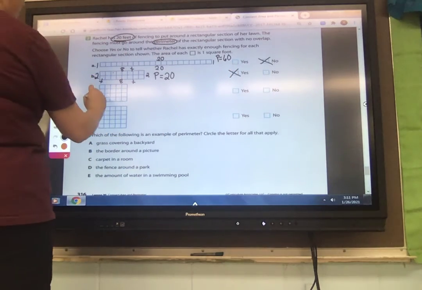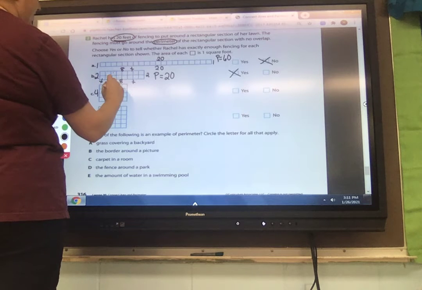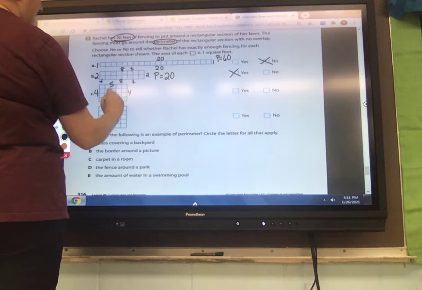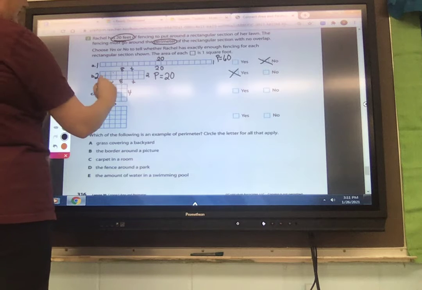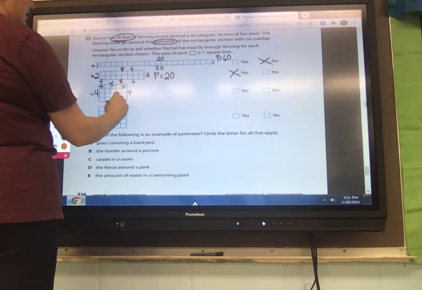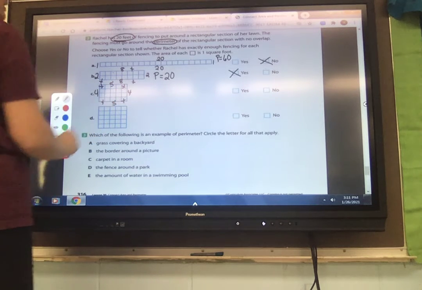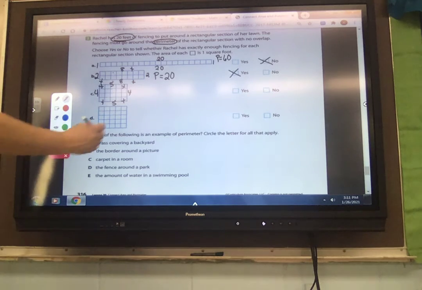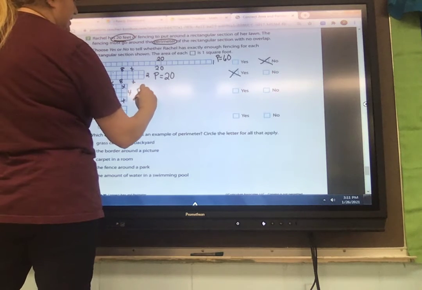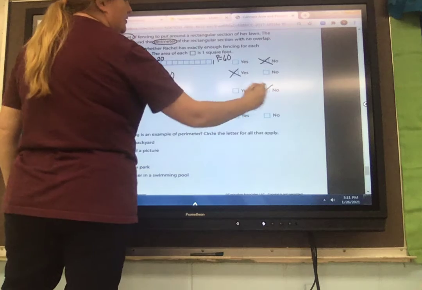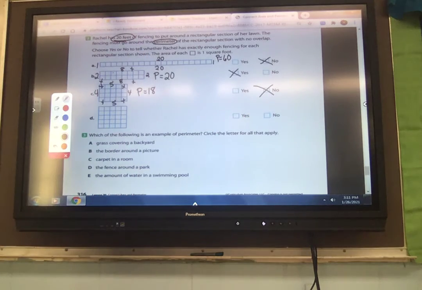We have 4. 1, 2, 3, 4, 5. 4 and 5. 4 plus 5 is 9. Plus another 4 plus 5 is 9. And 9 plus 9 is 18. That's a no. 18 is not enough.